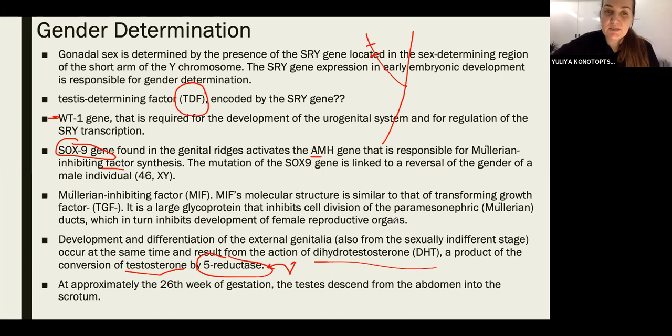When do testicles descend into the scrotum, right? So when do they reach the final position? I love this because in the histo book, it says 26th week of gestation. In the embryo book, it says 33rd. So which one would you go with? Well, we're in histo, so 26. In the embryo book, the number is different, 33rd week.